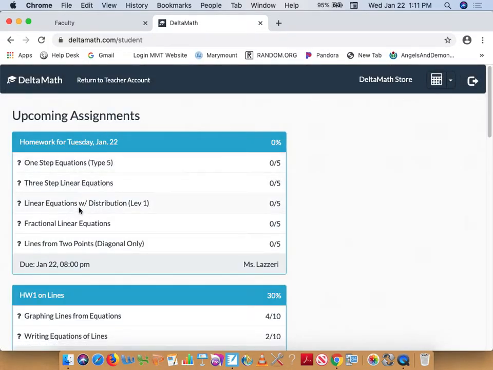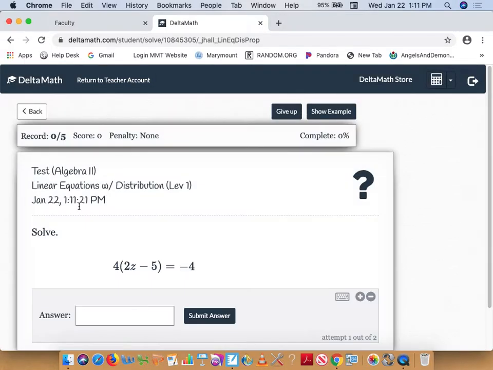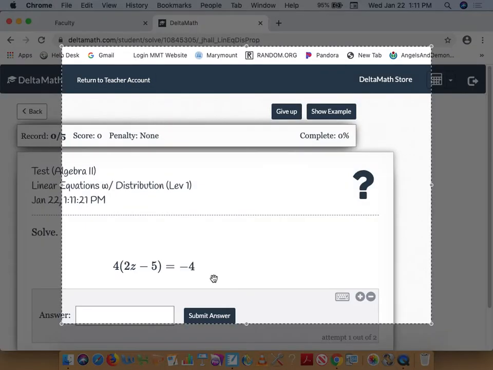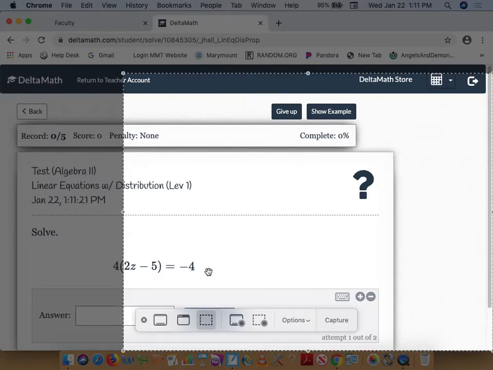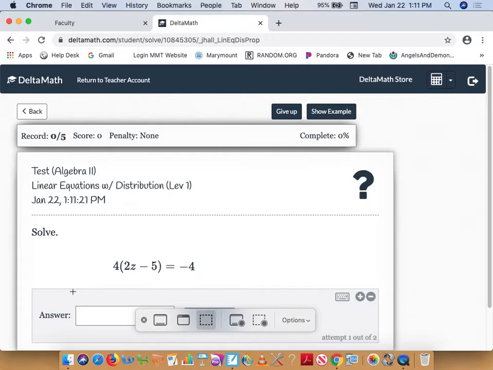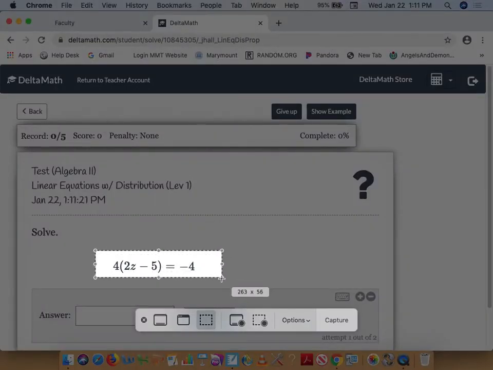I'm going to go to this one. Whoa, what just happened? All right, so my job is to find Z. I don't know what in the world I'm pushing.